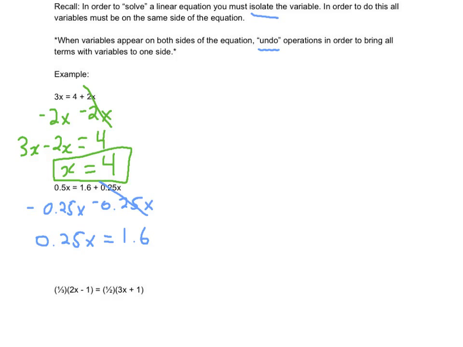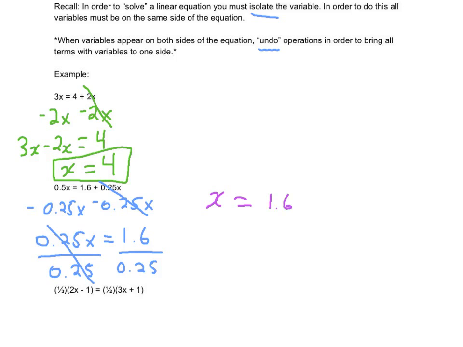Okay, then I can try to get x on its own. x is being multiplied by 0.25, so I'm going to divide by 0.25. If I divide by 0.25, that cancels out. I've got to do the same thing over here. Okay, so now I'm going to have x, is all that I was left with on the left side, is equal to 1.6 divided by 0.25.